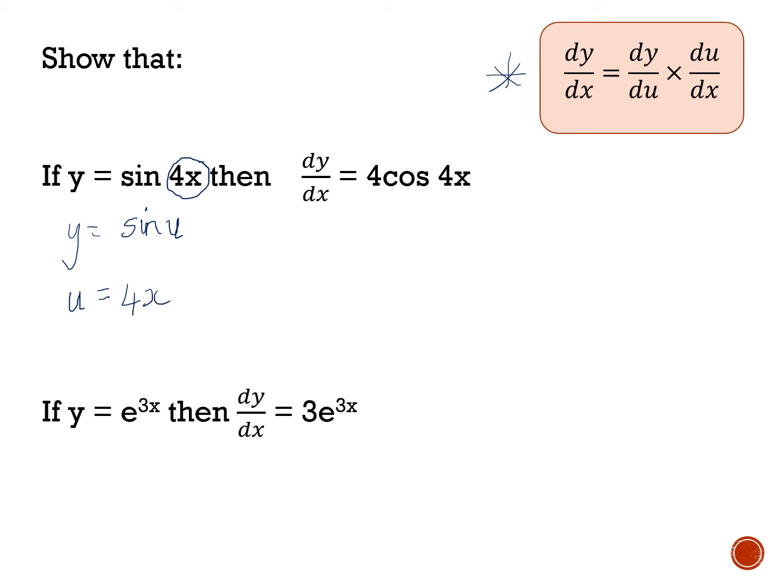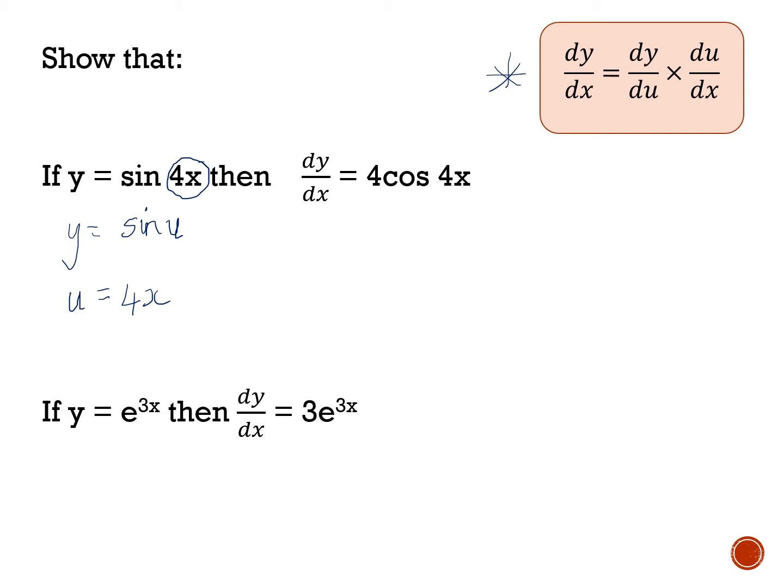Okay, so can you see I've kind of split it into two separate functions? My first function is my function y, which is basically the overall function. It's sine for this one. For the next one, it will be e to the power. It could be raising something to a power. It could be a variety of things. But it's basically that 4x becomes my u.